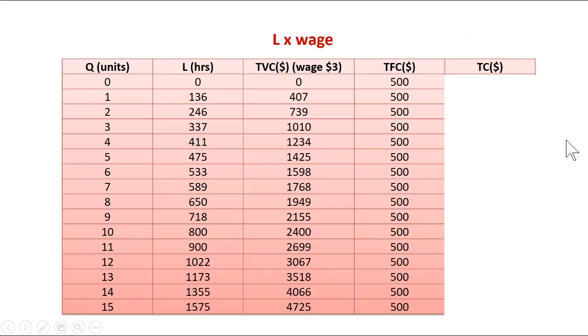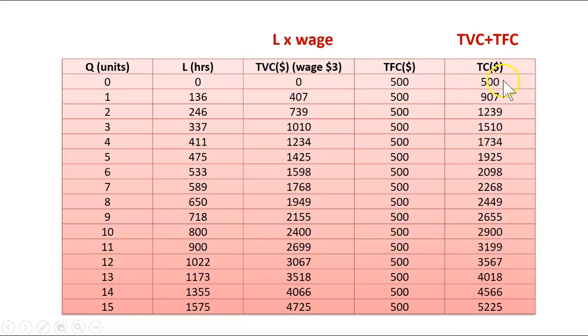What about the total cost? Well, the total cost is just the total variable cost plus the total fixed cost. So we just add up at each level of output the total fixed cost plus the total variable cost. So in the case of 0 output, there's still total costs of $500, even though the wage cost or the total variable cost is 0. We've employed no workers. So we simply add up total fixed plus total variable to get the overall total cost at each level of output.